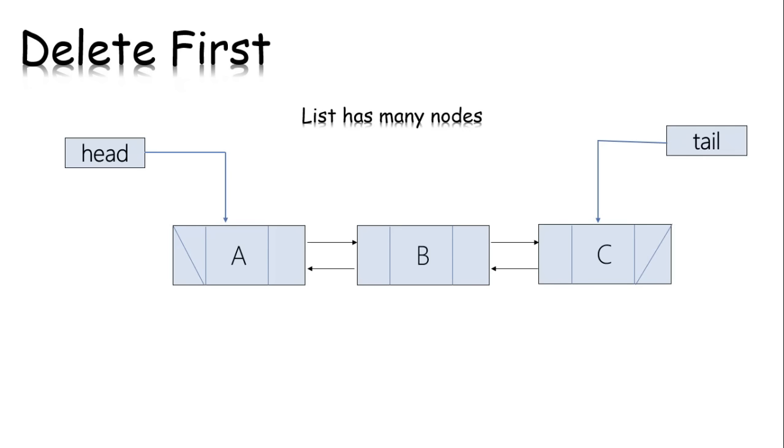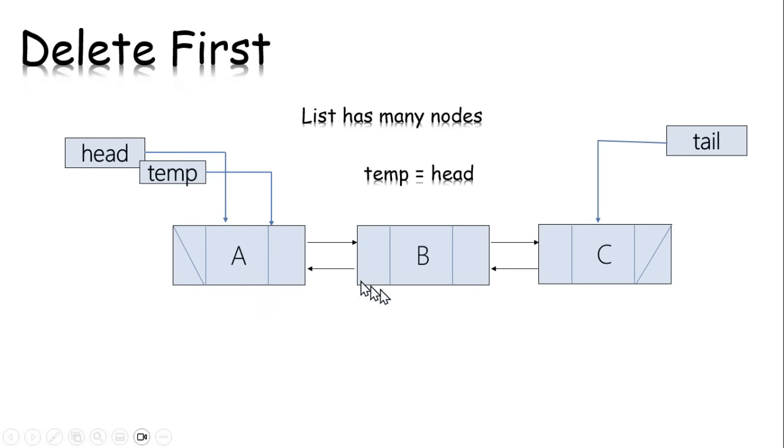The second situation when the list is not empty is that the list has many nodes. As we can see here, when the list has many nodes, the head and the tail will point to different nodes. So if you wish to delete the first node, which is A here, I need the help of another pointer. In this case, I use temp. I instruct temp to point to the head. It means temp will point to the same node pointed to by the head.